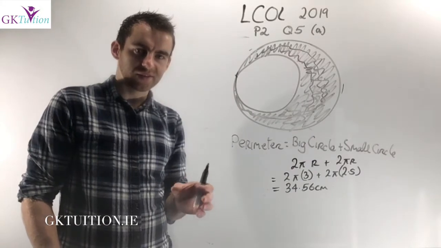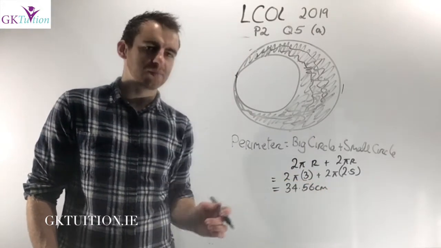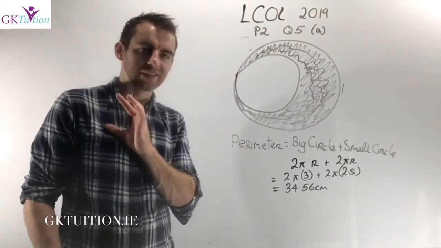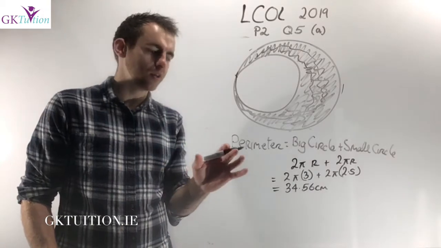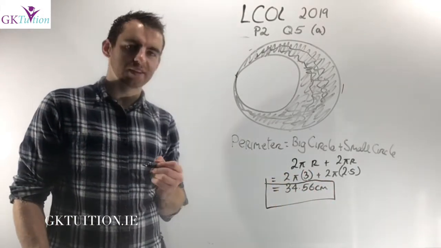Notice that the last answer was squared because it was an area, but this answer is not squared, it's just centimeters because it's a distance. Perimeter or circumference is just a distance, so we don't square our units. So your final answer there is just 34.56 centimeters.